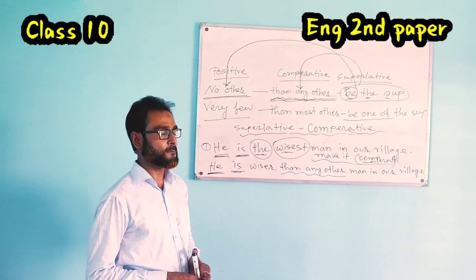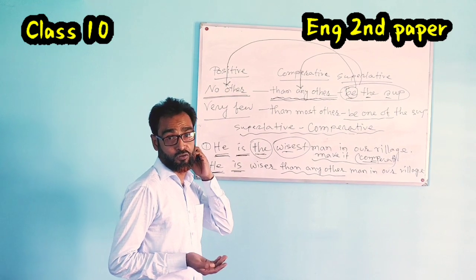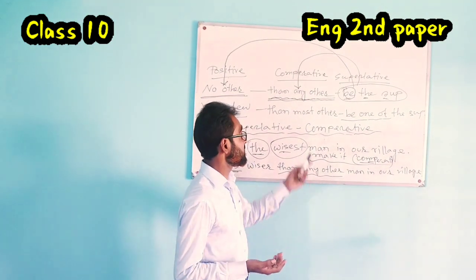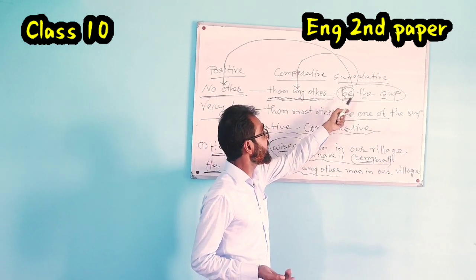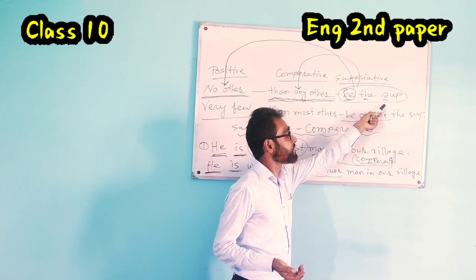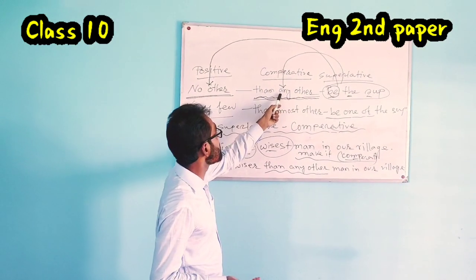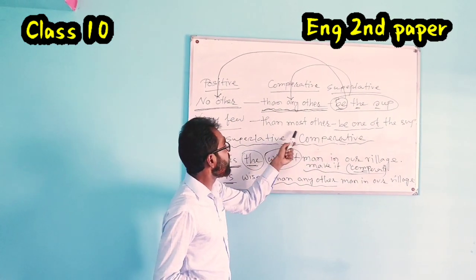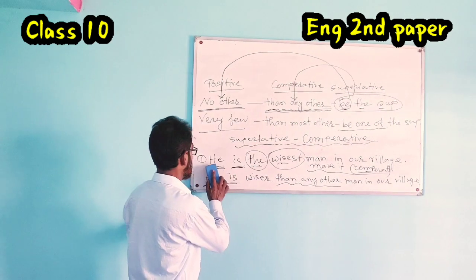My dear student, there is another rule. If you find any superlative sentence with "be the" plus superlative, then you will not be allowed to use "than any other" in some cases. Then you have to use "than most other". I would like to show another example about it.